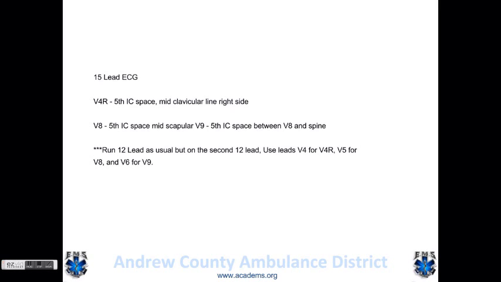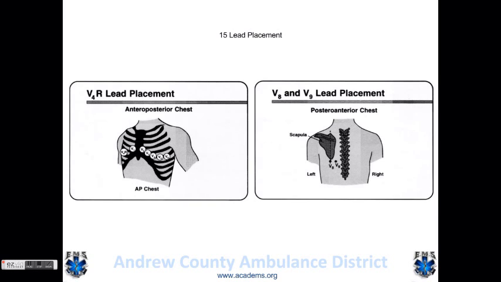You run your 12 lead just as you normally do, but you need to mark the different leads immediately so they just don't get lost in the shuffle, especially if you're running multiple. Now, if you look here, V4 is midclavicular line. The V4R is opposite of that. So all you do is put a lead exactly where you would if it was a mirror image, and that's where you attach your V4. So you pull your V4 off and you move it over there.